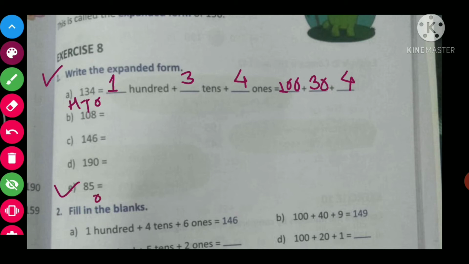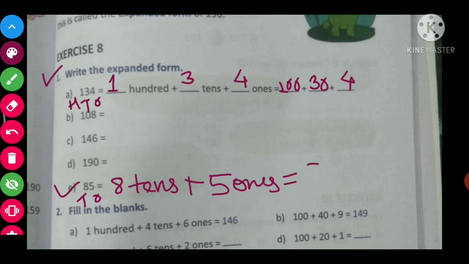So this one is ones, this will be tens. 8 stands in tens place, so we'll write 8 tens, plus 5 is there which is in ones place, so we'll write 5 ones. So our number will be what? 8 as it is in tens place, so it will be 80, and 5, because it is in ones place. Okay, this is how you have to do this one.